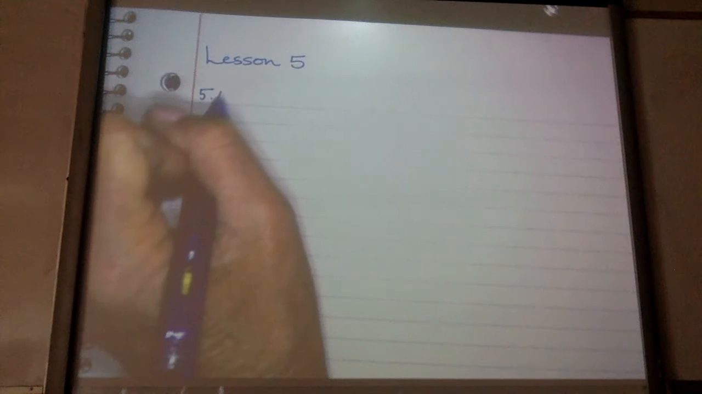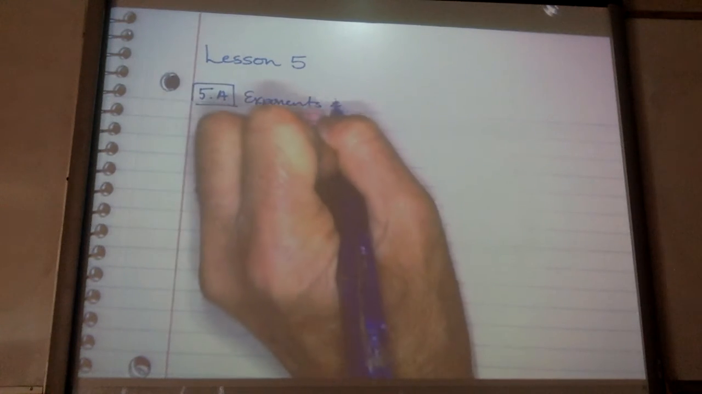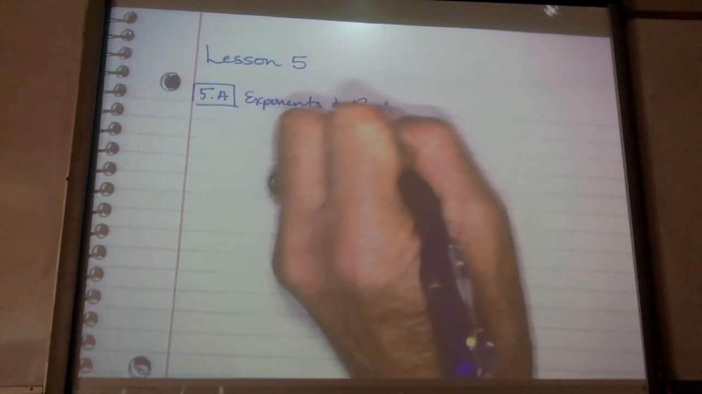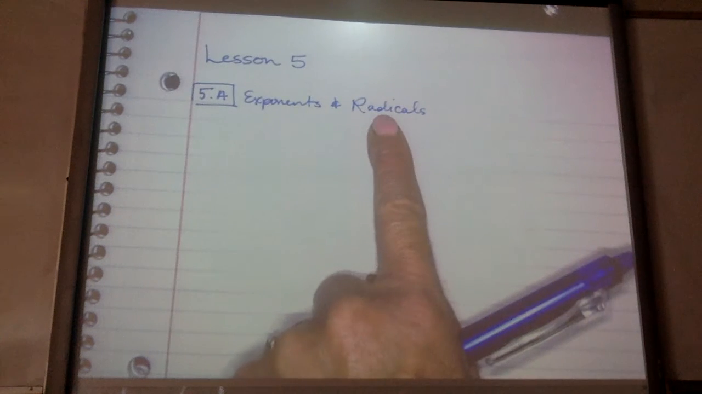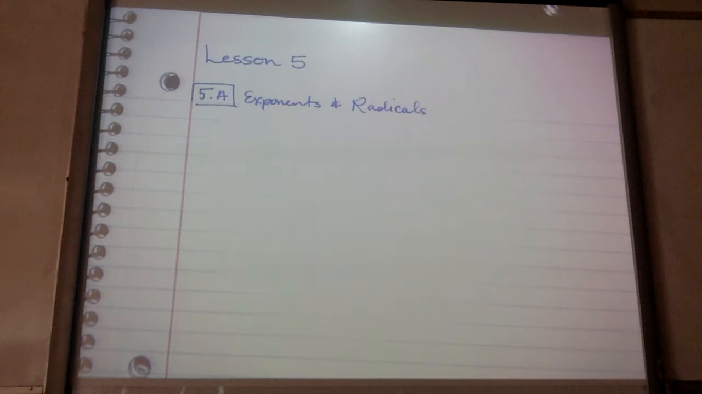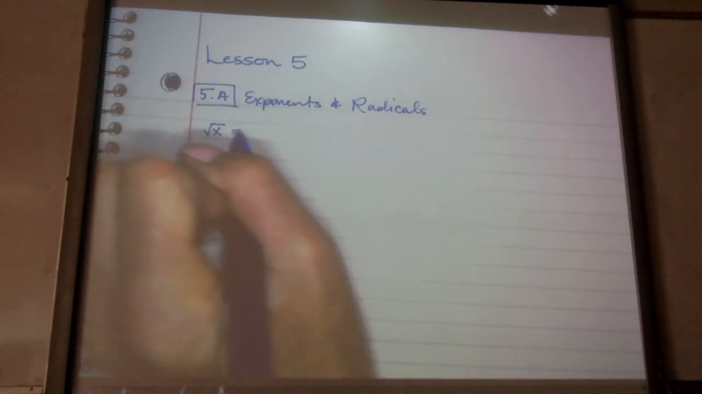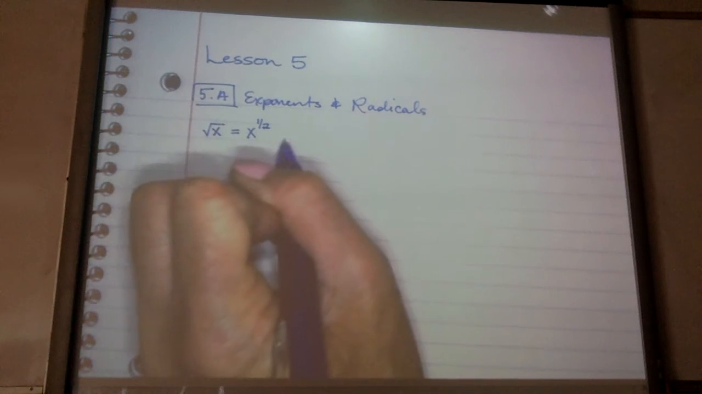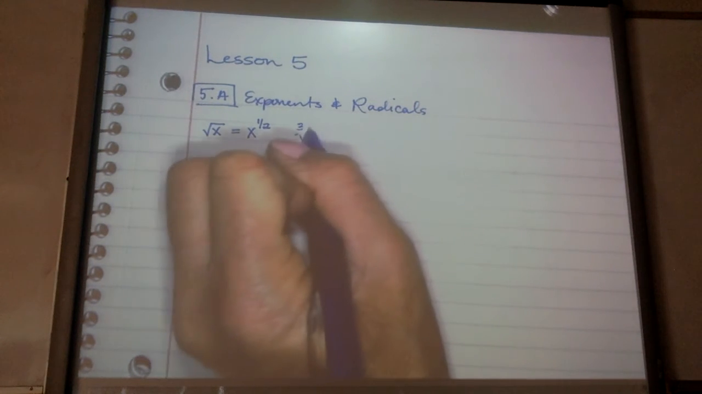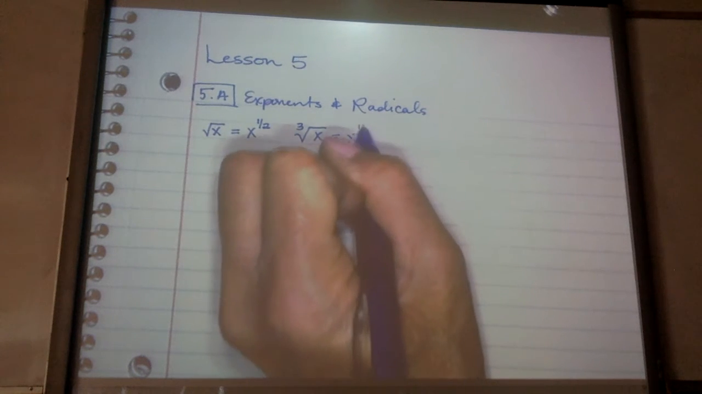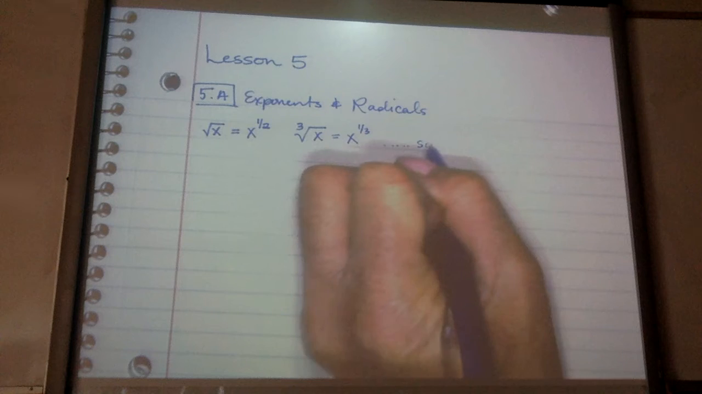So I'm going to start, I like to go in the same order the book does. So it starts with 5.A, and it's a review of exponents and radicals. Now remember, radicals are basically any root symbol. So some review for you. The square root of x is equivalent to x to the 1/2. Just like the cube root of x is the same as x to the 1/3, and so on.